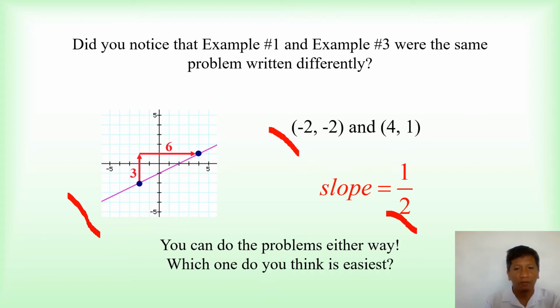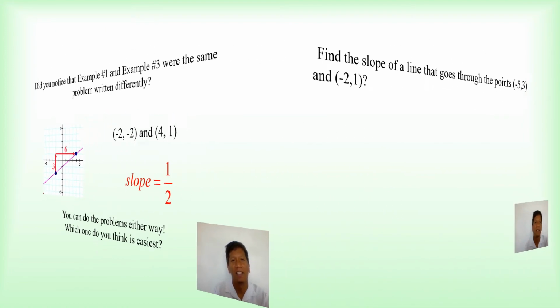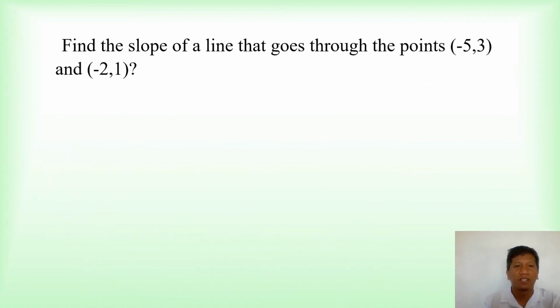The question is, which one do you think is easiest? Ano kaya ang mas madali? Itong rise over run? Or itong formula natin na y sub 2 minus y sub 1 over x sub 2 minus x sub 1? Okay. Let's proceed to the next one.